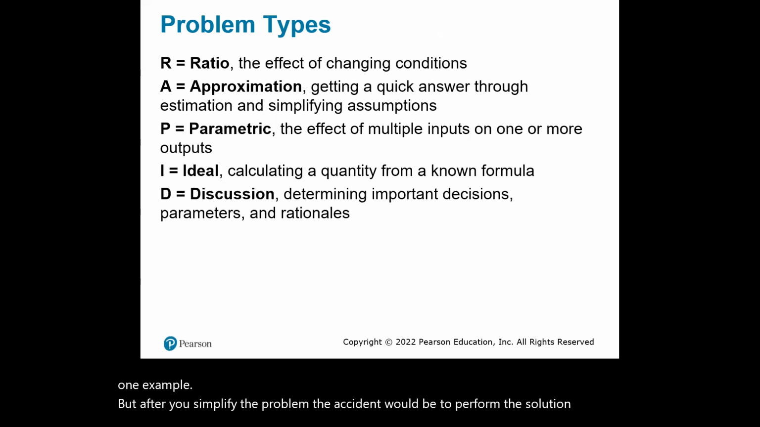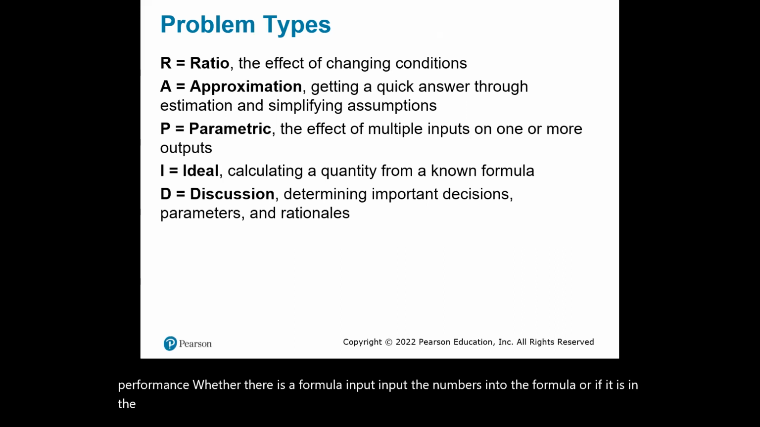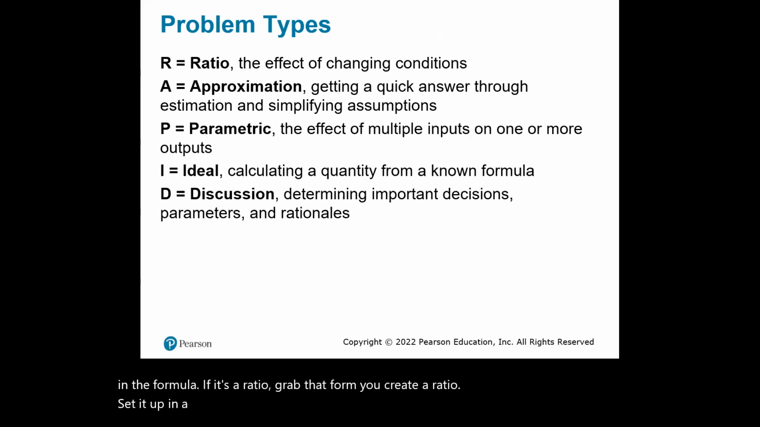But after you simplify the problem, the next step would be to perform the solution. Whether there is a formula, input the numbers into the formula, or if it isn't a formula, if it's a ratio, create a ratio, set it up in the form of a ratio, right, to solve whatever the unknown is. And then step 4 would be verify the results. Verify the results. That would be the last step.